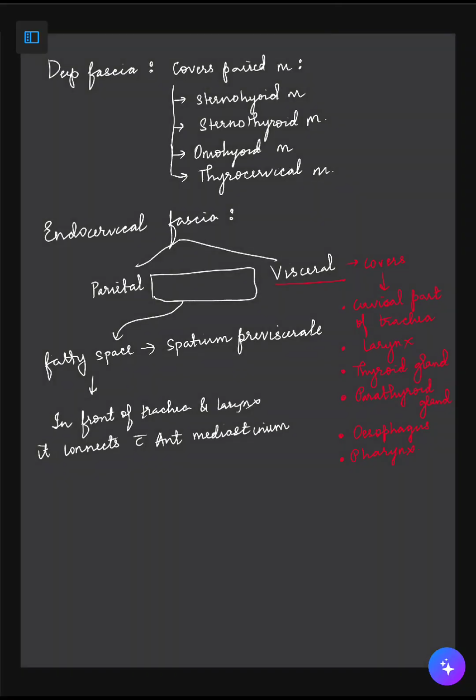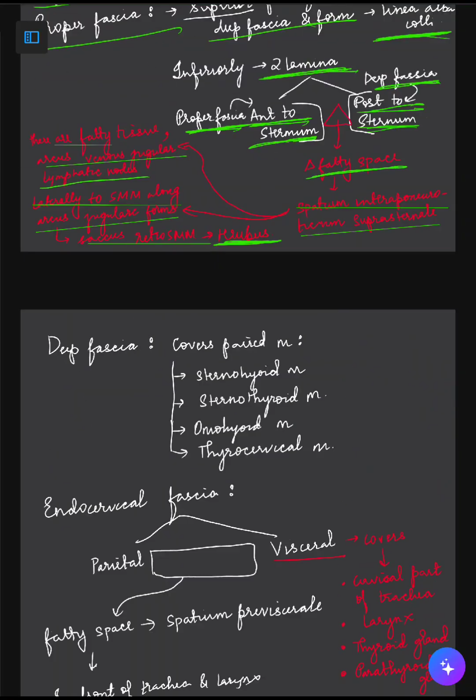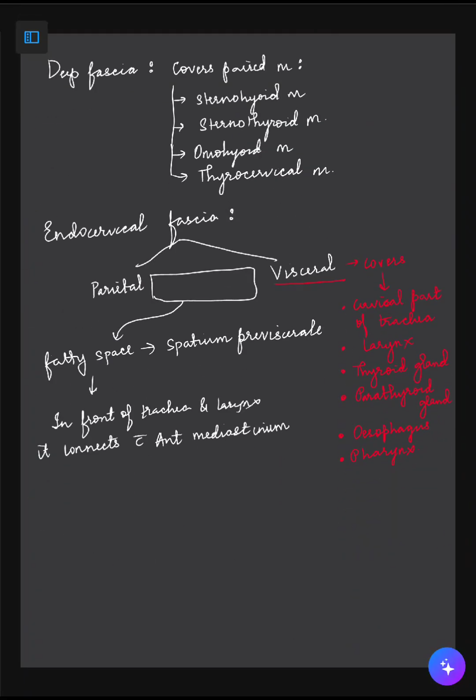Now next is deep fascia. After this proper fascia, there is deep fascia. This deep fascia covers several muscles, which are those: the sternohyoid muscle, sternothyroid muscle, omohyoid muscle and thyrohyoid muscle. Now next is endocervical fascia.